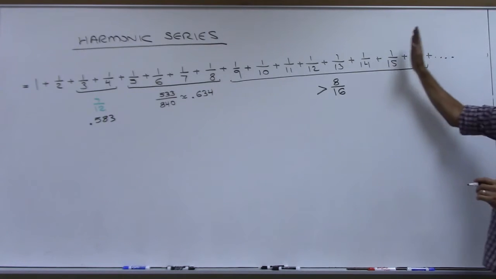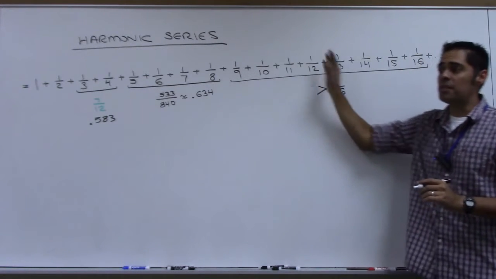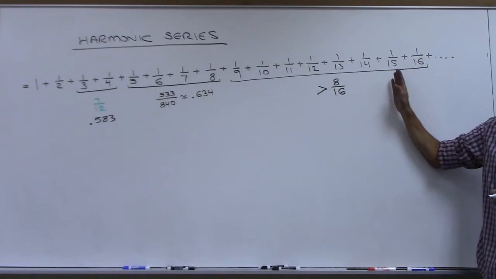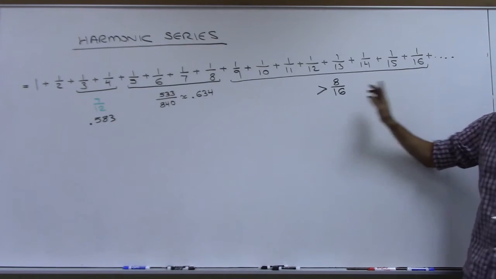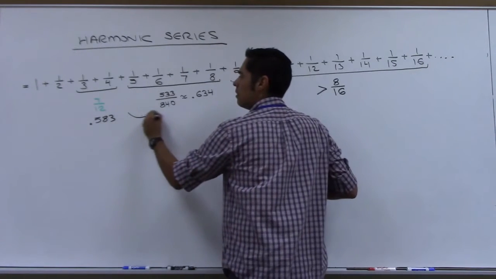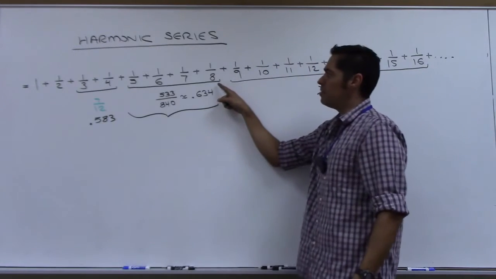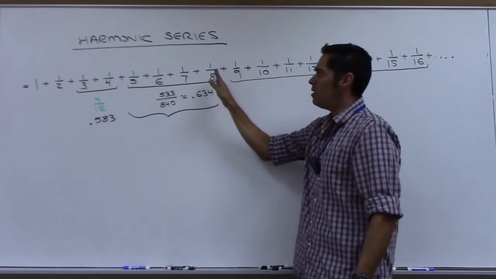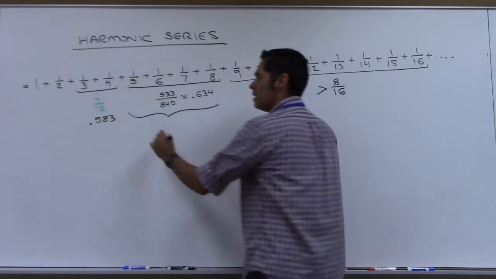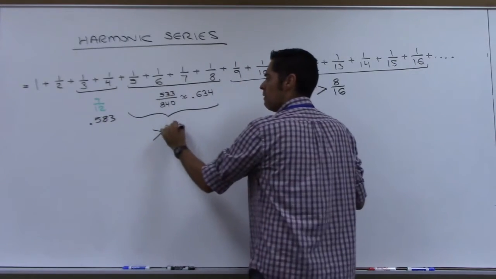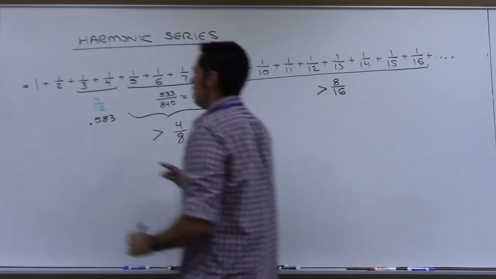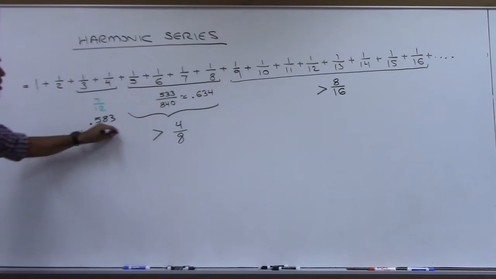Right? 1/16, 1/16, all. If there were 8 of the 1/16, this would be 8/16. But this is bigger than that. I could have used the same logic here. What's the smallest number in this list? 1/8. How many of them are there? 4. So this is definitely bigger than how many eighths? 4/8. And then this right here, same logic.